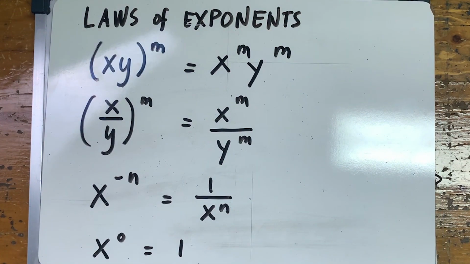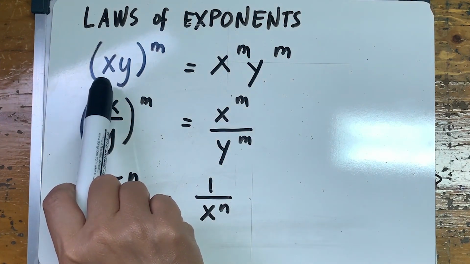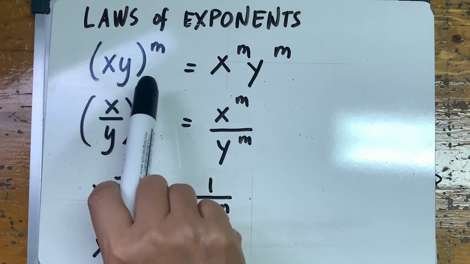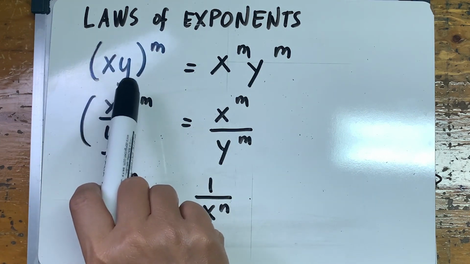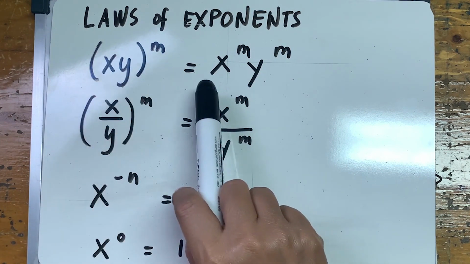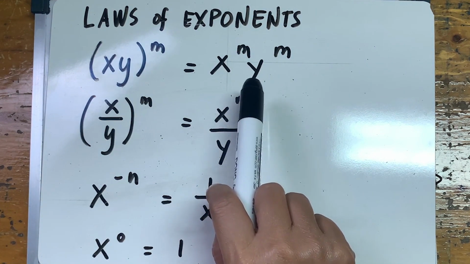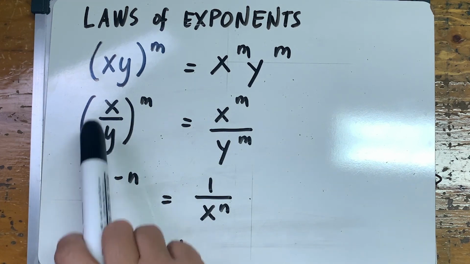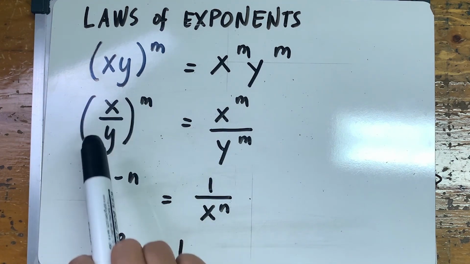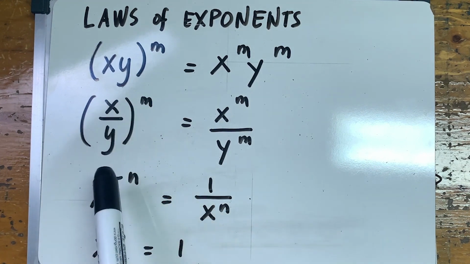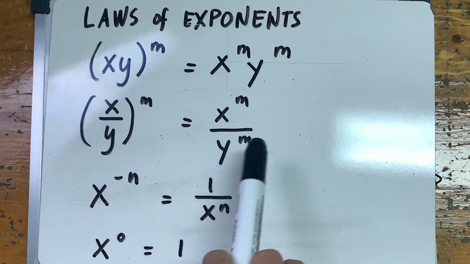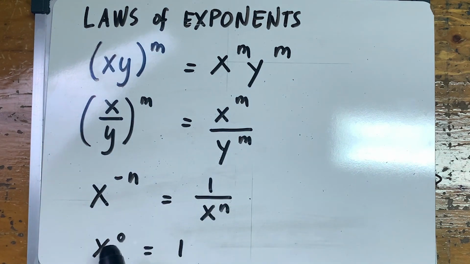Here are some of the other examples of the laws of exponents. We have two different bases, x and y, raised to m, the whole quantity raised to m. You just have to distribute the exponent to each of the variables. So it's x raised to m times y raised to m. Same is true with division. x over y, this whole quantity raised to m. You have to distribute the exponent to each of the variables inside the parenthesis. So it's x to the m over y to the m.